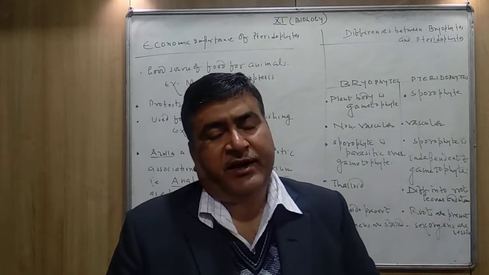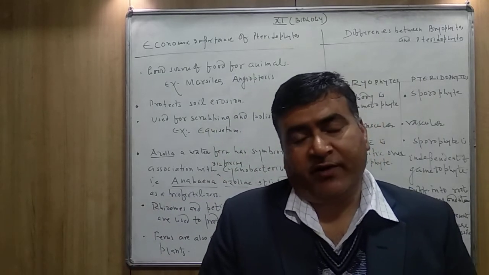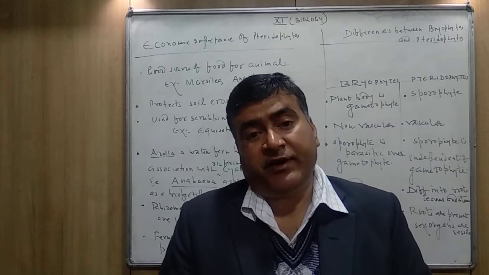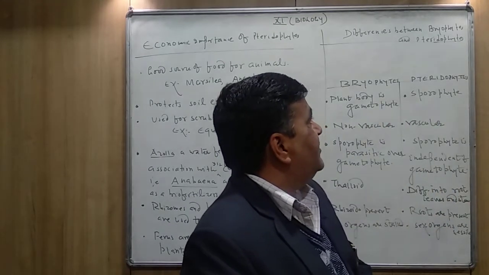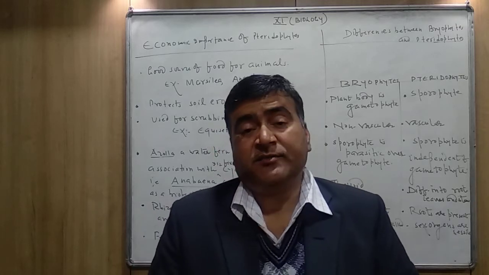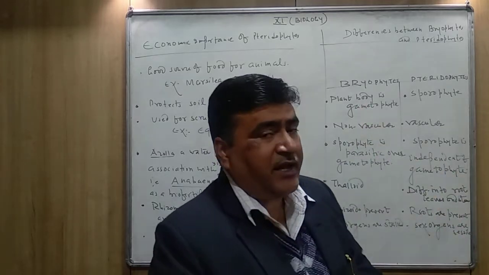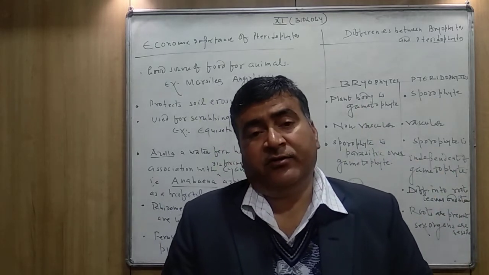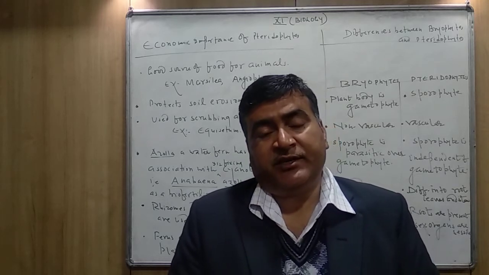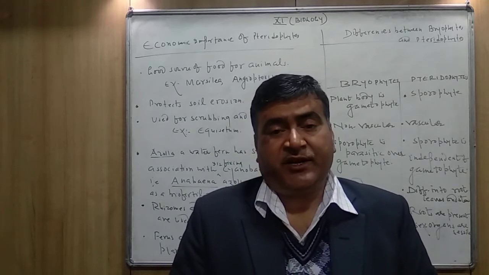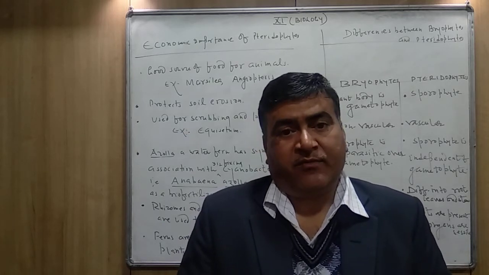The main plant, as you know, the main plant body of the bryophyte is what? Gametophyte. While the main plant body of the pteridophyte is called sporophyte. Why is it said to be the gametophyte? As you know, the main plant body in the case of bryophyte produces the sex organs, antheridium and archegonium, both of which are borne on the main plant body.